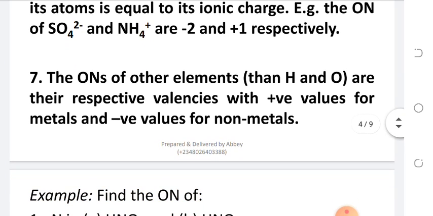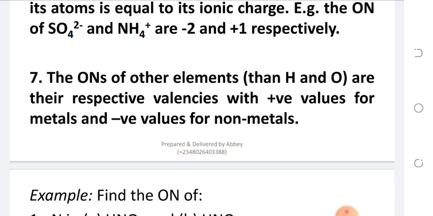Moving on to number 7, the oxidation numbers of other elements apart from hydrogen and oxygen that we have mentioned earlier are their respective valencies, with positive values for metals and negative values for non-metals. But there is an exception to this as well, because oxidation number can vary beyond the level of valency. As we have said earlier, oxidation number is not as fixed as valencies. Valencies are always fixed, you can't change them. But as you are moving from one compound to another, the oxidation number of an element may change.